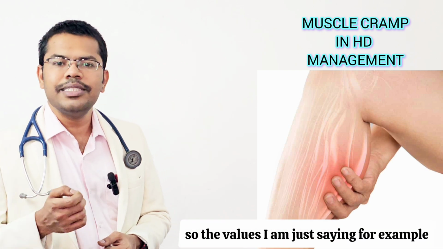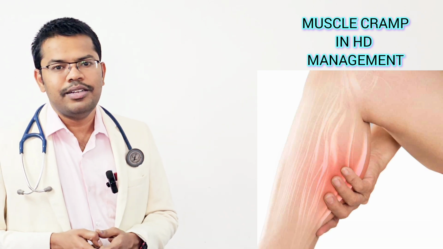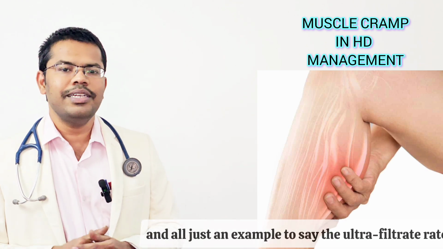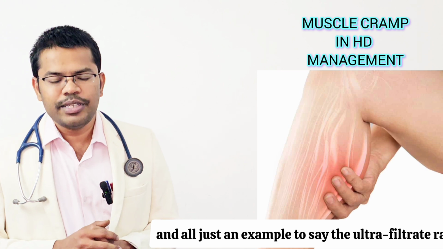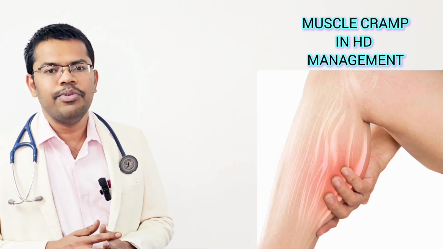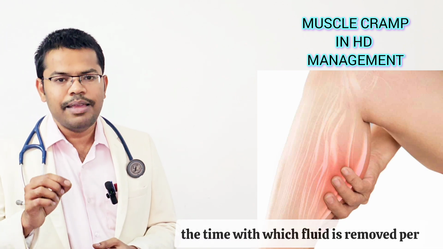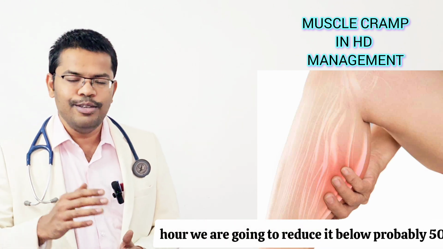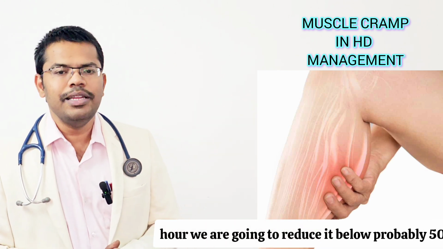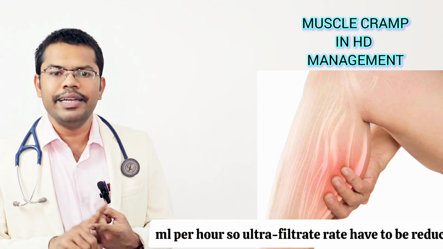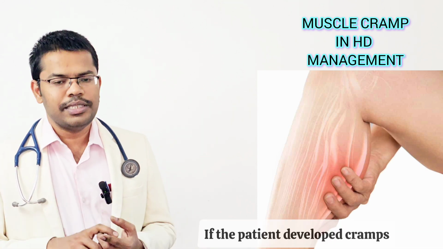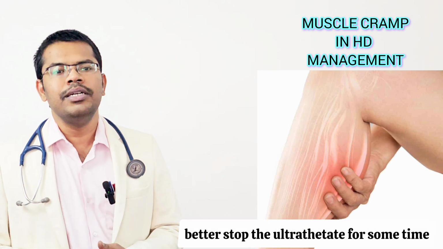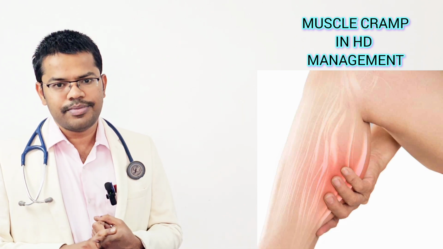The values I am just saying are for example. Don't get confused about why 3 hours, why 3 liters and all. It's just an example to explain the ultrafiltrate rate. What is the rate? The rate at which fluid is removed per hour. We are going to reduce it below probably 500 ml per hour. So the ultrafiltrate rate has to be reduced. If the patient develops cramps, better stop the ultrafiltrate for some time. So this is the first step.